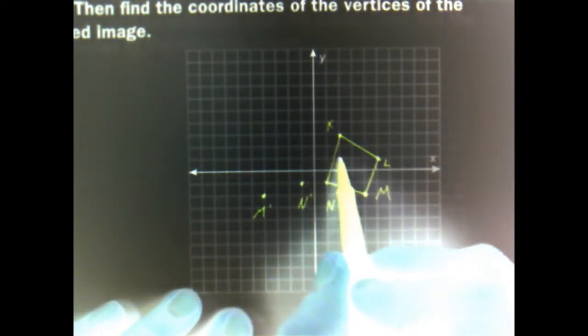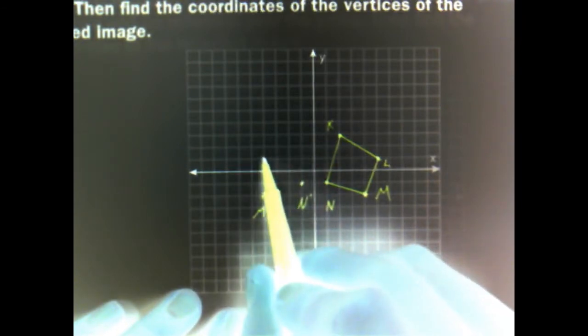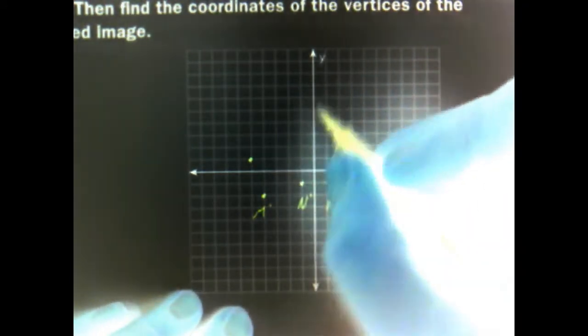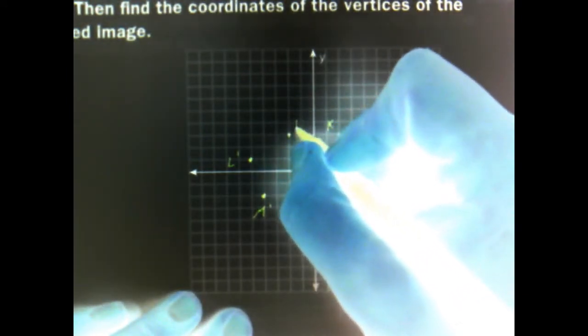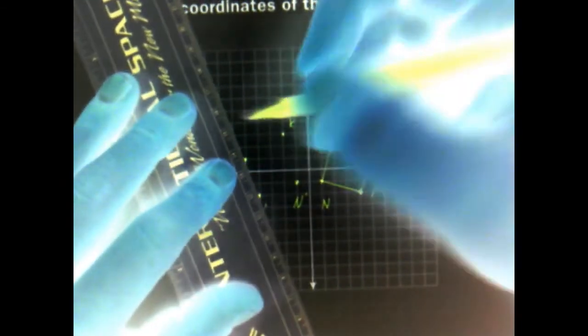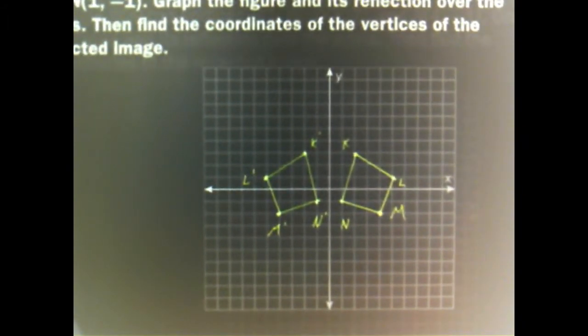L prime is 1, 2, 3, 4, 5 units. So on the other side I go 1, 2, 3, 4, 5. And K is 2 units, so K prime, oops, I better label L prime here. So K prime would be 2 units the other way. And once again, when you connect the dots, you have a perfect mirror image reflected across the y-axis. And there you have it.